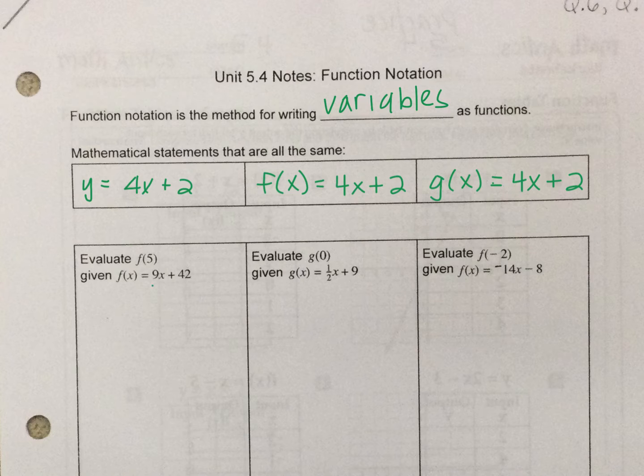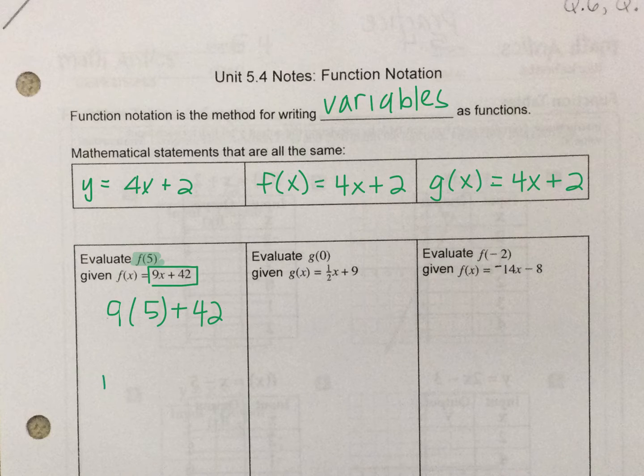So I have this mathematical problem, the expression 9x plus 42. And if I'm going to evaluate f of 5, that means that every time I see an x in my problem, I'm going to put it in parentheses with a 5 instead of an x. So my problem is 9x plus 42, but instead of that x, it wants me to figure what it's going to be if I use a 5.